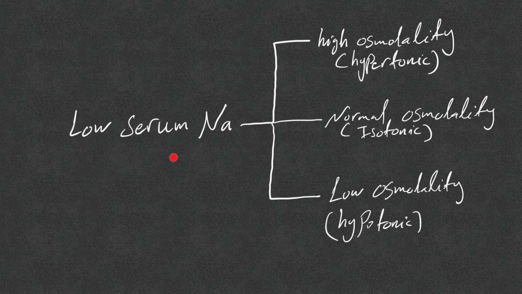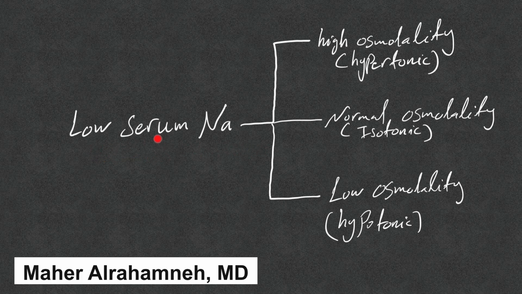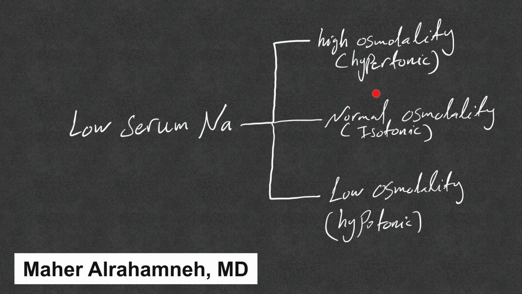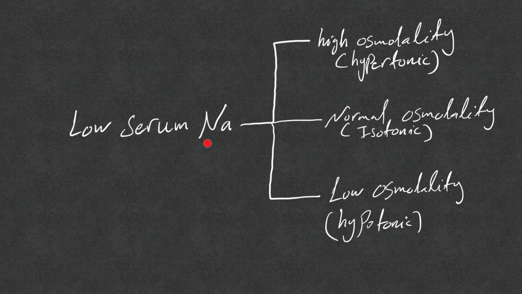The first step in the treatment of hyponatremia is to decide what kind of hyponatremia we're dealing with. So the moment I get a low sodium on the BMP or CMP, we check the osmolarity, the measured osmolarity. High osmolarity, this is the hypertonic hyponatremia. Normal osmolarity, this is the isotonic hyponatremia. And low osmolarity, this is the hypotonic hyponatremia.